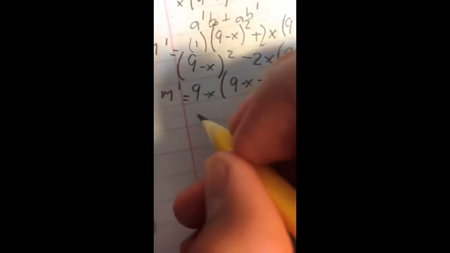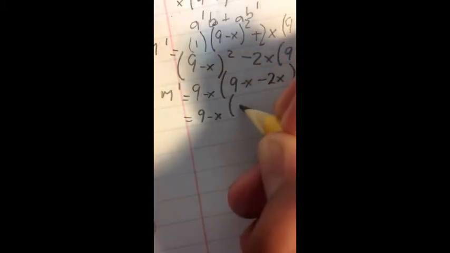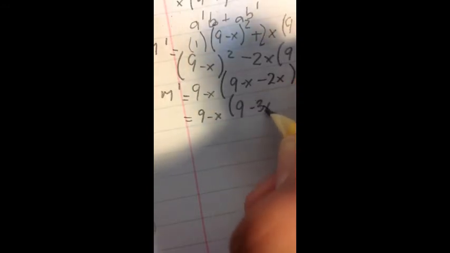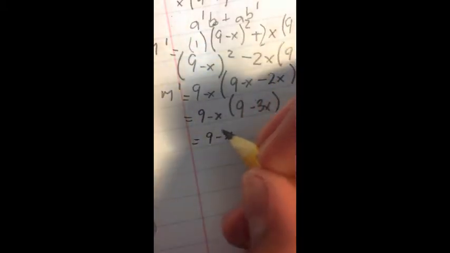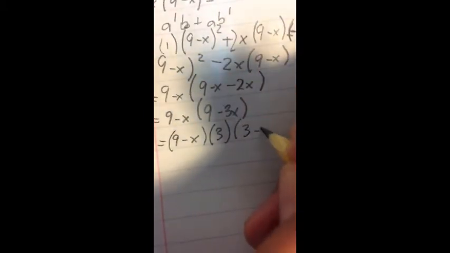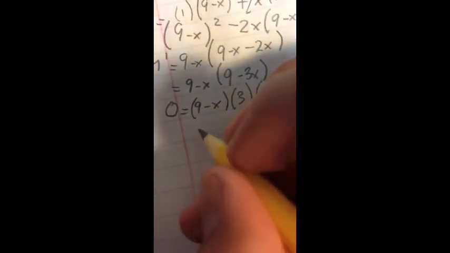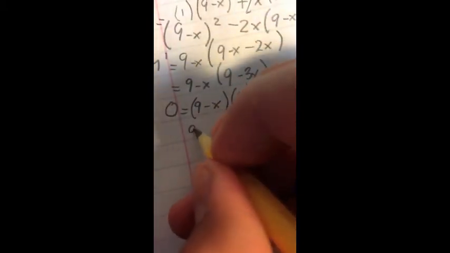and let's simplify. 9 minus 3x, and I can take a 3 out of this one, so times 3 times (3 minus x). Since we're setting this equal to 0 to find the x's, to find the max, we have to set each factor equal to 0.